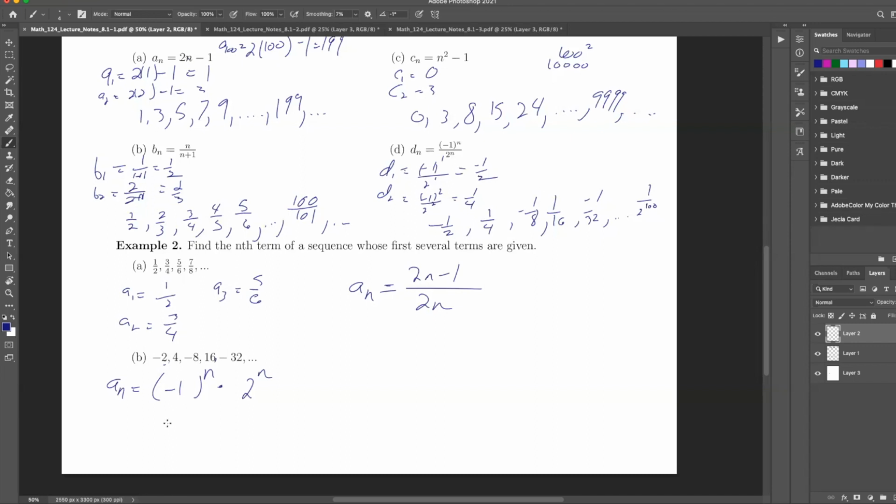Somehow I don't think I saved my last page of these notes. All right. Let's go to the next page.